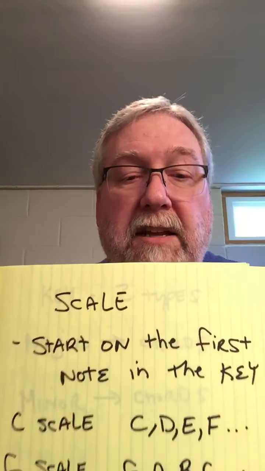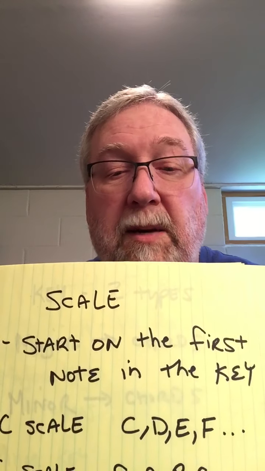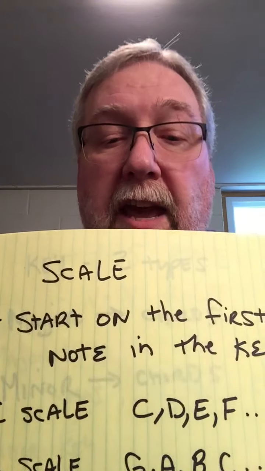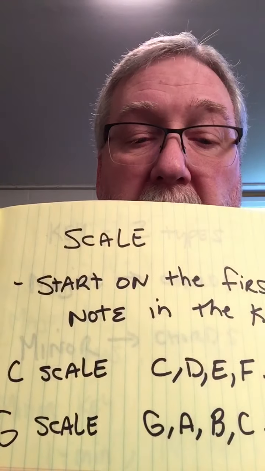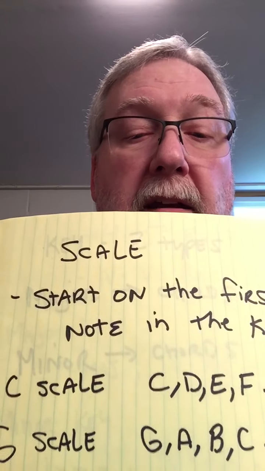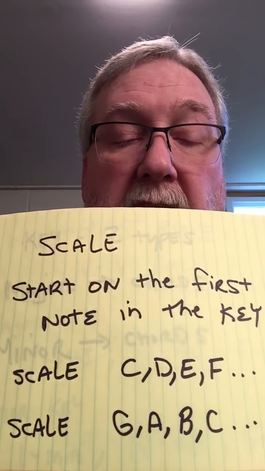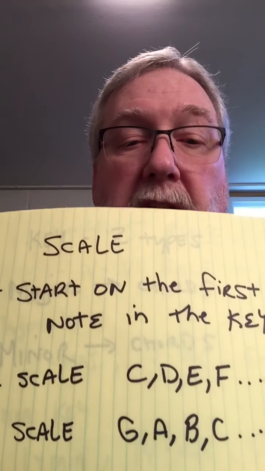Associated as well with each one of those keys, there's a musical scale. A scale is an arrangement of 8 notes that we call an octave. And so we start on the first note in a particular key. So our C scale starts with C and would go C, D, E, F, G, A, B, and then a C again. The scale for G would be G, A, B, C, D, E, F, and then G again. And likewise for A, B, E, F, and so on.